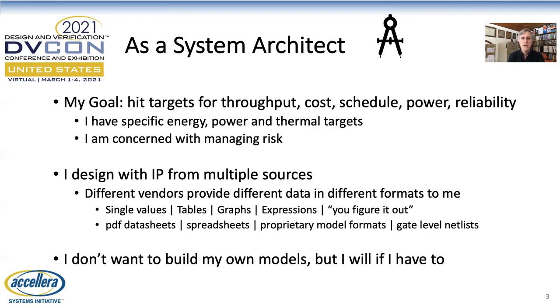In pursuing my goals, I will design with IP from multiple sources, various external IP vendors, as well as internal IP design groups. Each of these different groups is likely to provide their data in different formats: scalars, tables, graphs, or expressions. That is, if they have it. Many don't. Delivery mechanisms vary too, from data sheets to spreadsheets to proprietary formats or gate-level netlists that I need to simulate myself. Finally, sometimes, when my IP provider can't or won't provide the data I need, then I need to build my own models. As a systems guy, I don't want to build models, but I will if I have to.